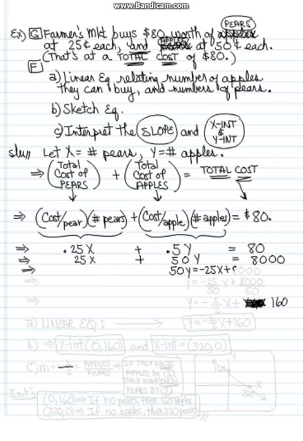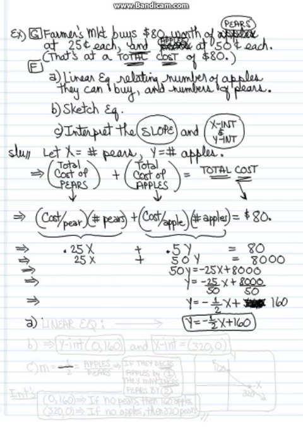Okay, move the 25x to the other side. We're trying to get y equals mx plus b form. And divide each of the terms individually by the coefficient 50 and simplify. We get y equals negative 1/2 times x plus 8,000 divided by 50, which turns out to be 160. Okay, so we have the linear equation y equals negative 1/2 x plus 160.